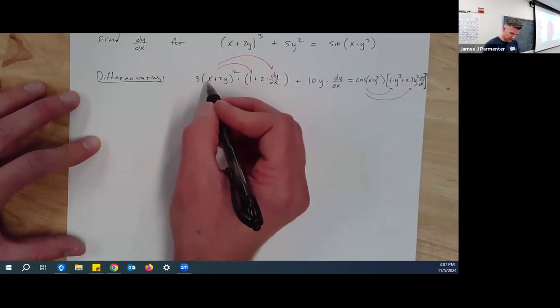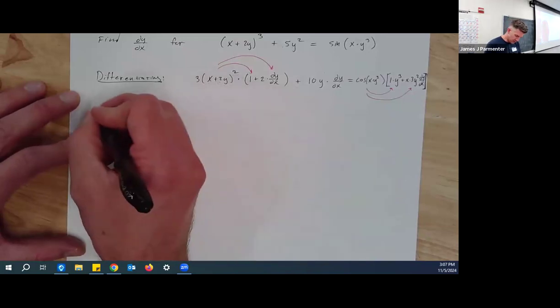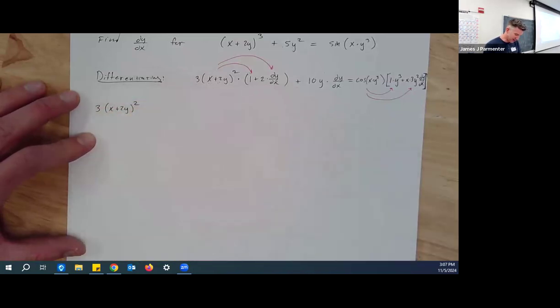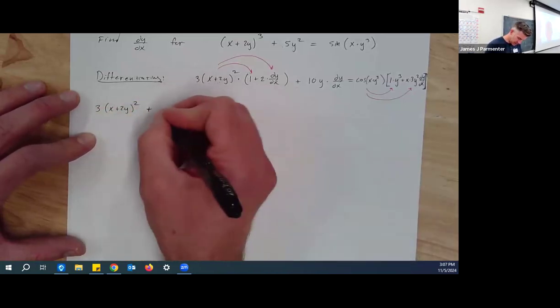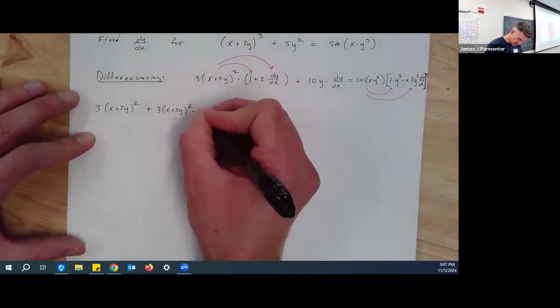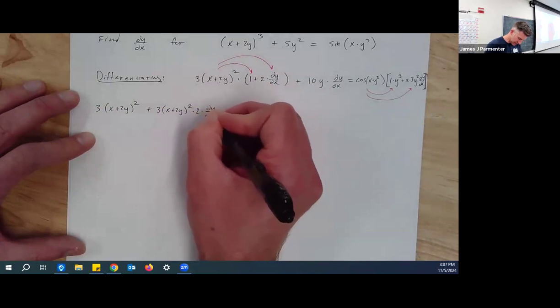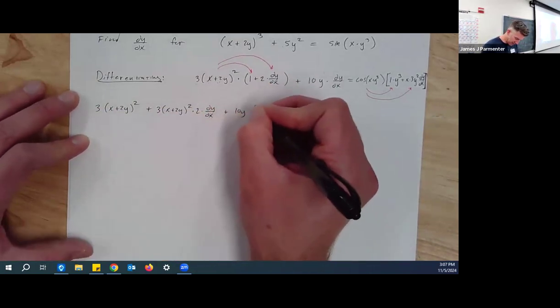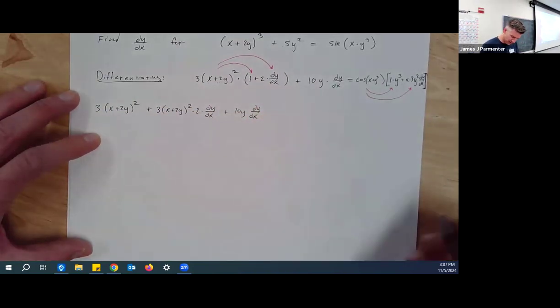So I have 3 times (x plus 2y squared) times 1. I'm not going to write the times 1. Plus 3 times (x plus 2y squared) times 2 times dy/dx. I could simplify that, 3 times 2 is 6. Plus 10y dy/dx. You might not want to write this down. It's going to be really awful.